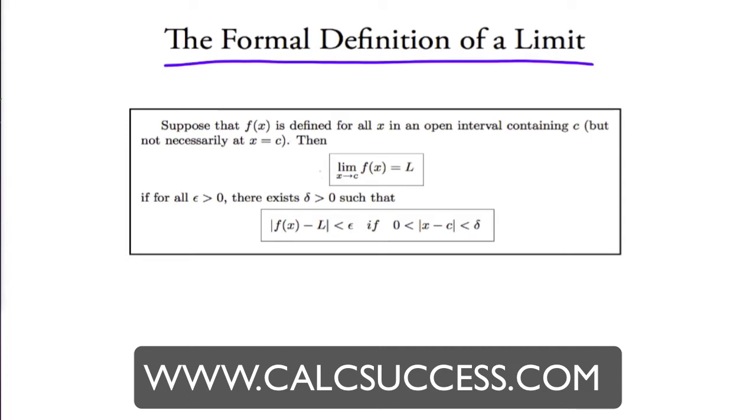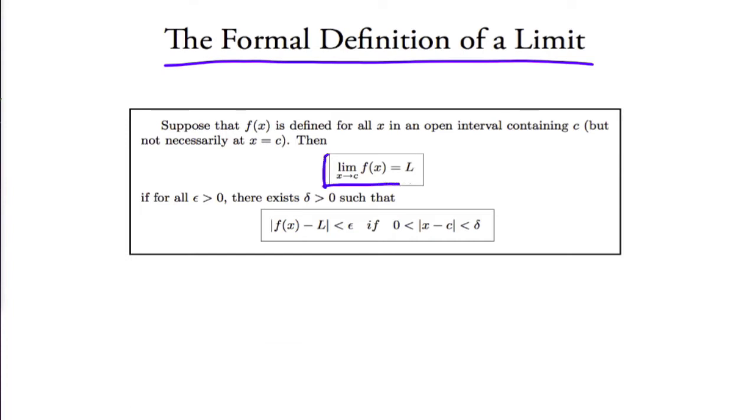So suppose that you've got a function defined for x in an open interval containing c, but not necessarily at x equal to c. Then the limit as x approaches c of f of x is equal to L if for all epsilon, this guy is called epsilon, greater than 0, there exists delta greater than 0, such that the absolute value of f of x minus L is less than epsilon as long as the absolute value of x minus c is less than delta.